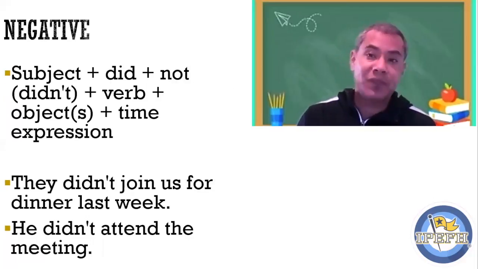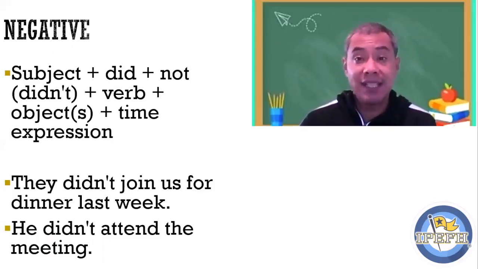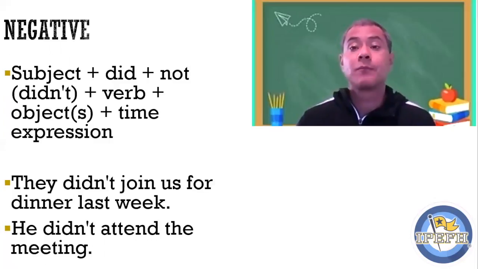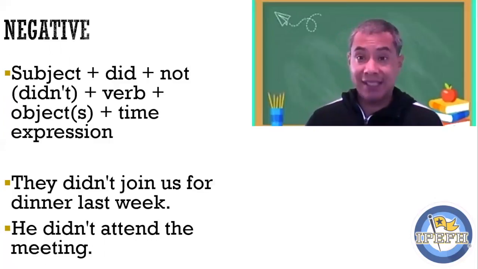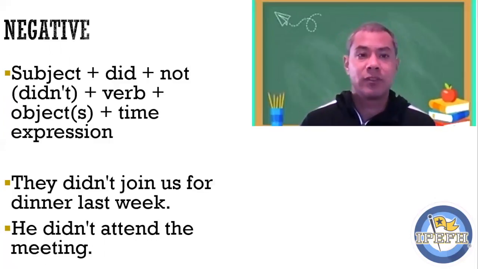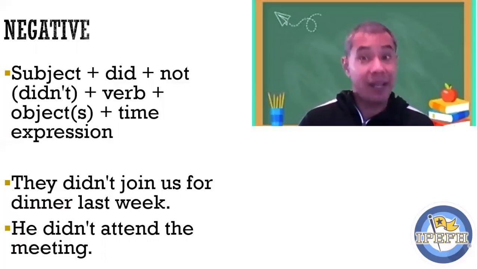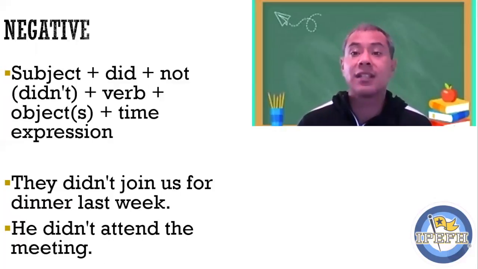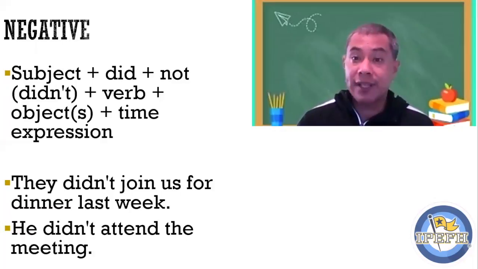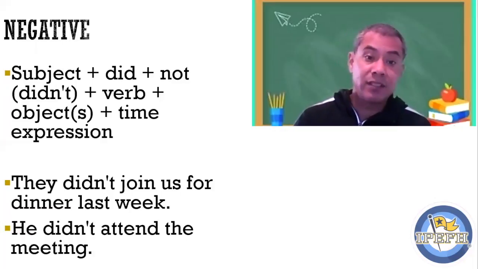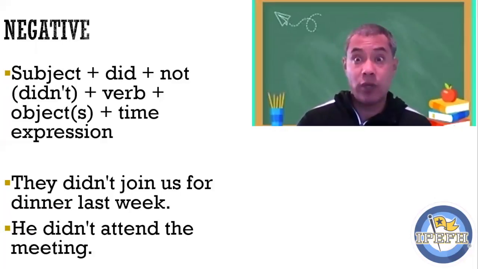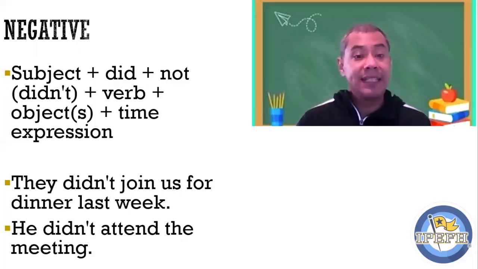Here's the negative form, and this is your formula. Subject plus did, because we use verb to do in past tense, and then your negative, so not. So contracted form, didn't, and then your verb, which has to be in base form, and then your object, and then your time expression. So for example, they didn't join us for dinner last week. He didn't attend the meeting.